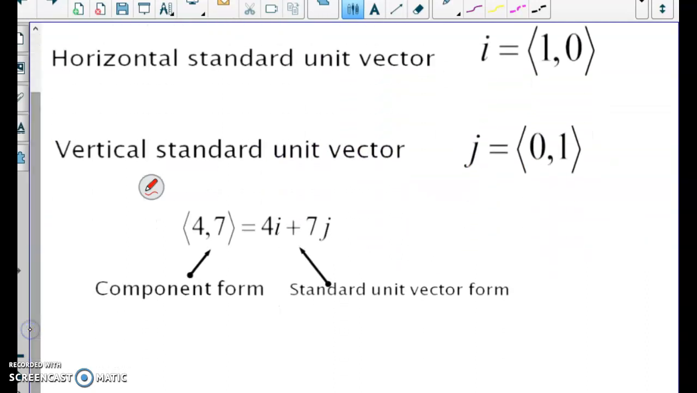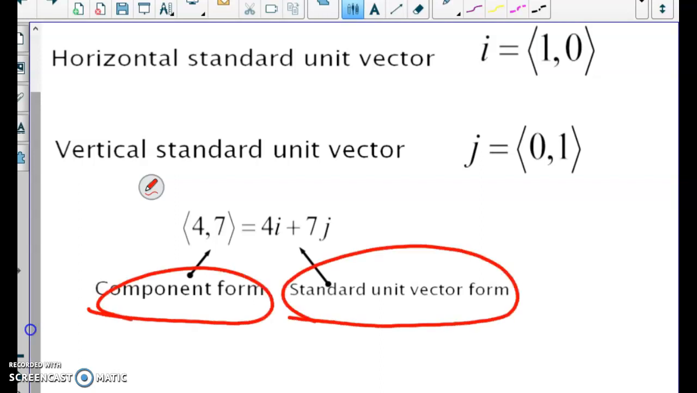And that's just another slide of the same type of stuff, just rewriting it in component form and standard unit vector form. Oftentimes kids get those mixed up. Make sure you keep those vocabulary fresh in your head so you can do them.